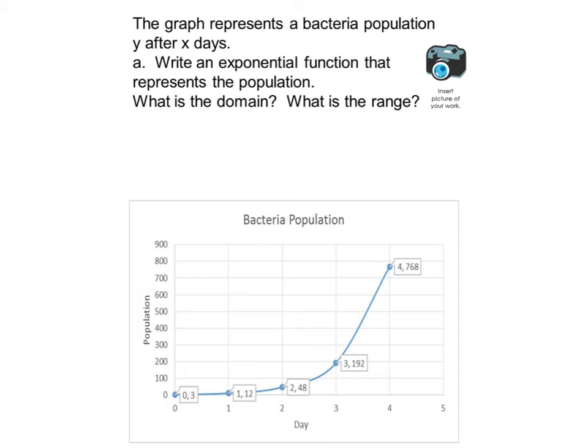All right, the graph represents bacteria population. y is population after x days.